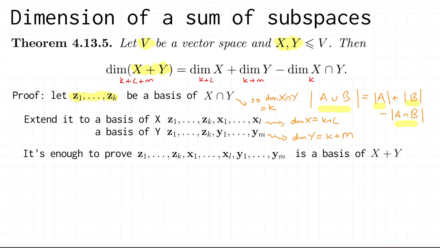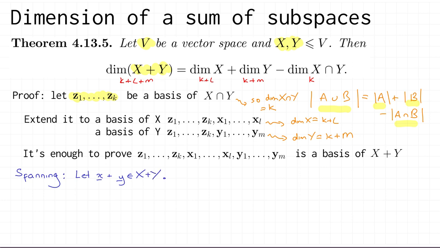First of all, spanning. We have to prove that that sequence is a spanning sequence for X plus Y. This is reasonably easy because elements of X plus Y look like an element of X plus an element of Y. So we let x plus y be an element of the vector space capital X plus capital Y.